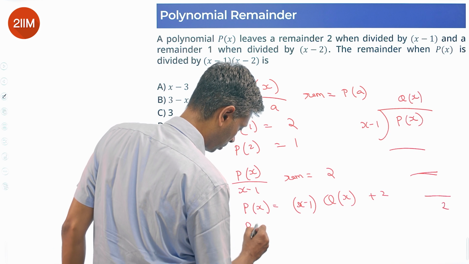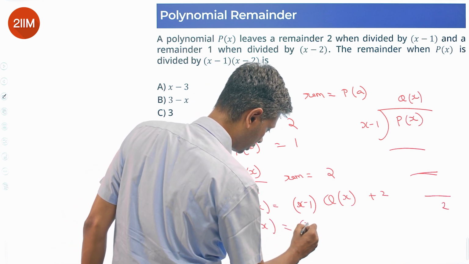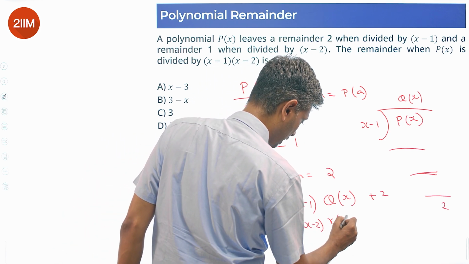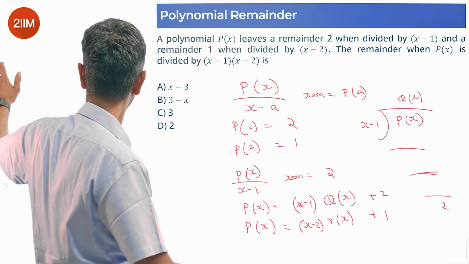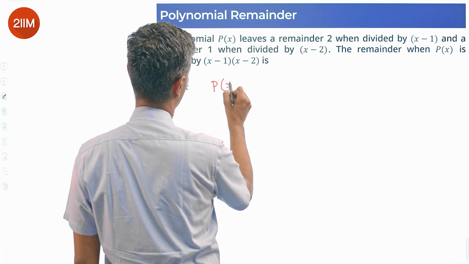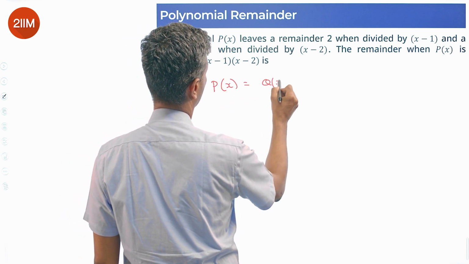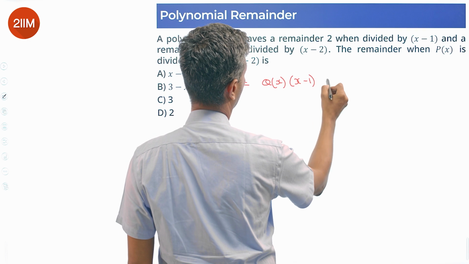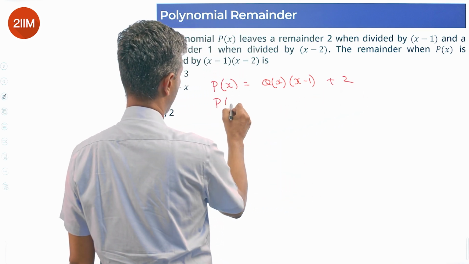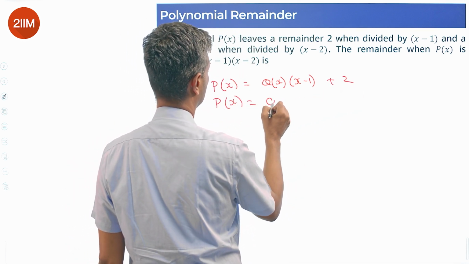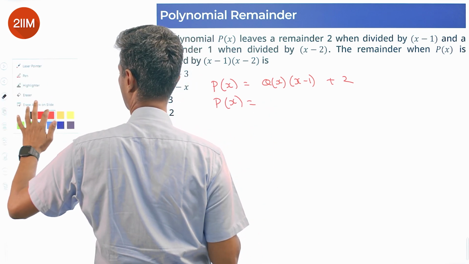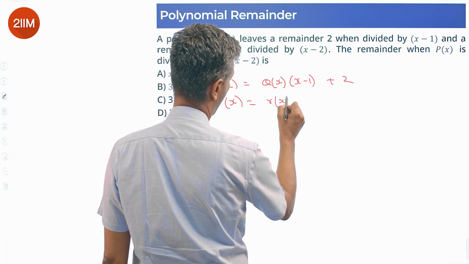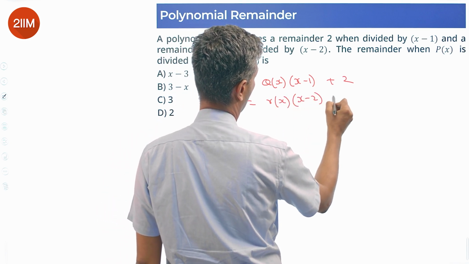Likewise, p of x is x minus 2 into r of x plus 1. Brilliant. So I'm going to rewrite this. P of x is q of x into x minus 1 plus 2. P of x is, not q of x, some r of x into x minus 2 plus 1.